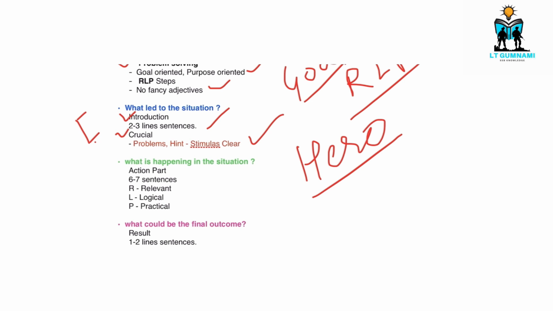Your psychologist should get a clear idea by reading your 2-3 lines of introduction that this is your hero, this is the problem he has found from the picture, and it is relevant to the picture, and in the next few lines he will solve the problem in the what is happening in the situation part. So your introduction is very important. By reading it, your psychologist will get a clear idea of what the candidate is going to tell in his few lines.